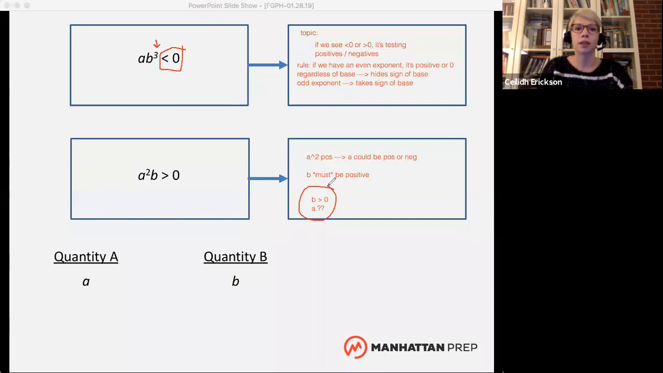All right, now the first one was a little bit more complicated because we had a times b cubed. And remember that a, just by itself, it's implied a to the 1, so an odd exponent there. So if we have a to the 1 times b cubed, both odd exponents, and we get a negative product overall, what do we know about a and b?